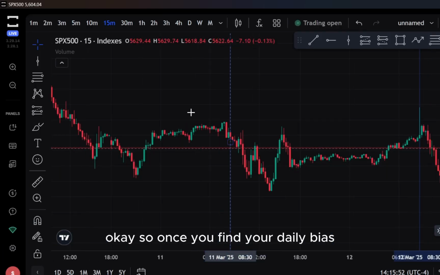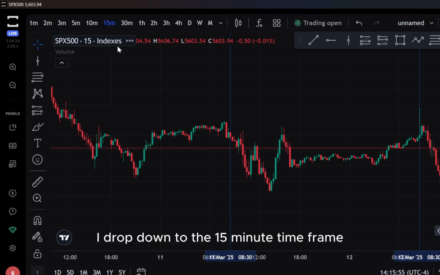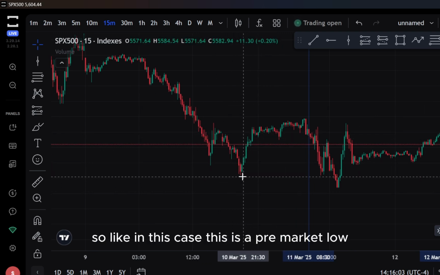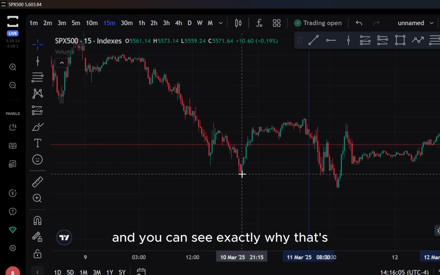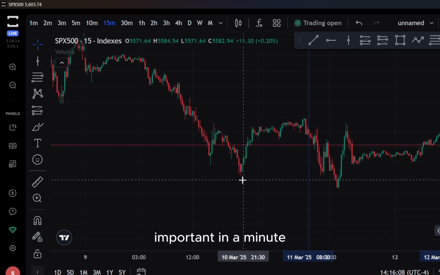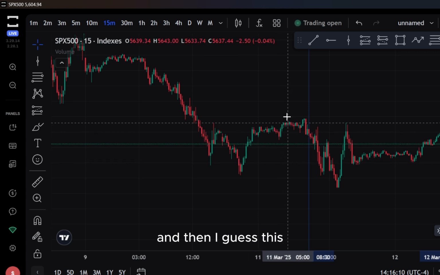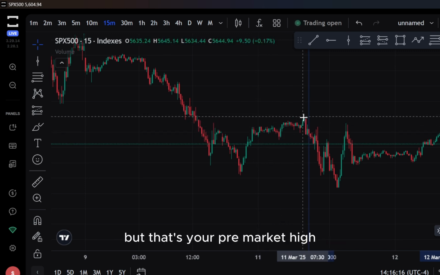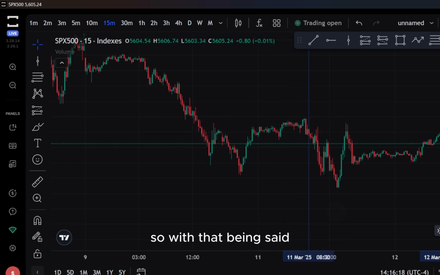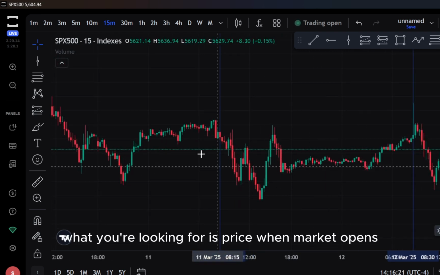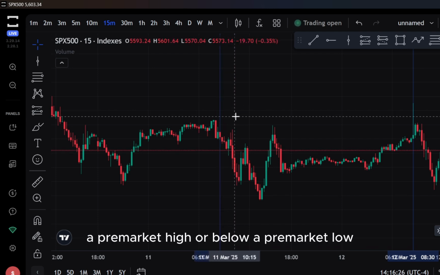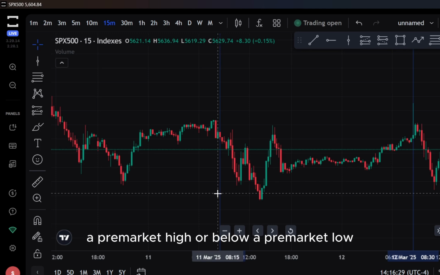Okay, so once you find your daily bias, typically I drop down to the 15-minute time frame, and I look for pre-market lows or highs. So in this case, this is a pre-market low, and you can see exactly why that's important in a minute. And then I guess this could count as your pre-market high. It's a little bit of consolidation here, but that's your pre-market high. So what you're looking for is price, when market opens, to either come above a pre-market high or below a pre-market low.